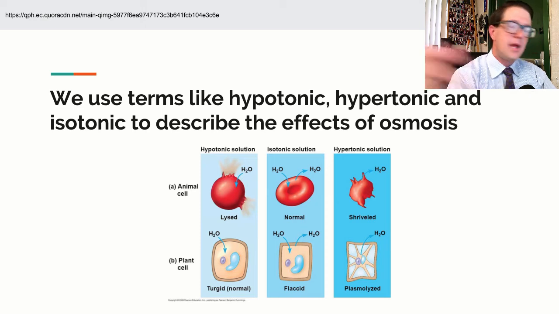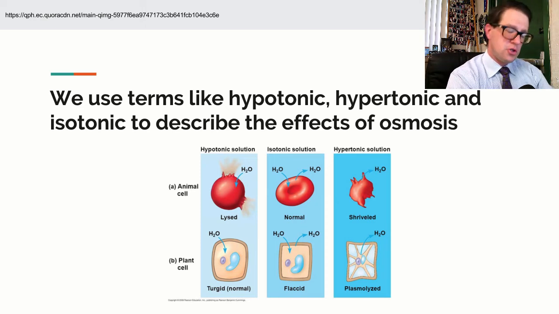Okay, got it. If you put the cell into a solution that makes the cell start to swell up, so it becomes turgid or it bursts, it becomes lysed, what we would say is that solution is hypotonic, meaning the solution couldn't pull hard enough. The cell pulled more water in than the solution could pull out, and the result is the cell got bigger. It increased in mass or it exploded.